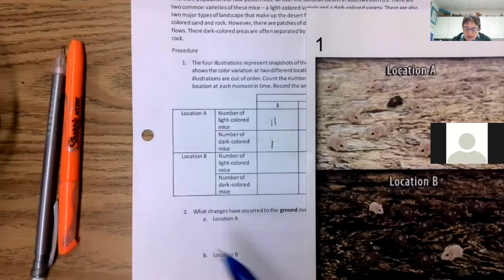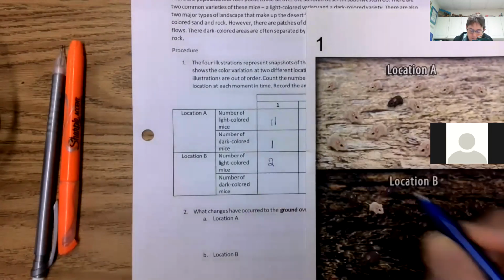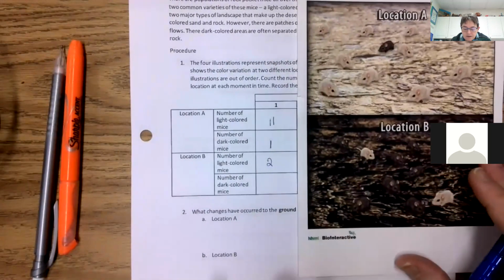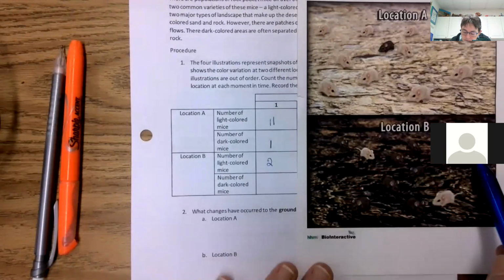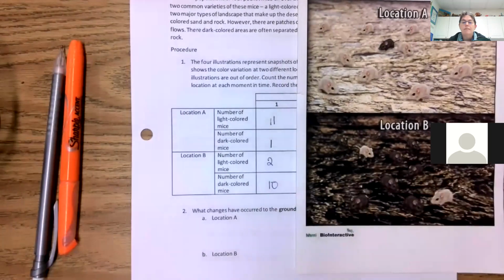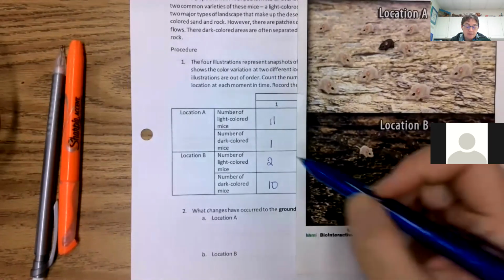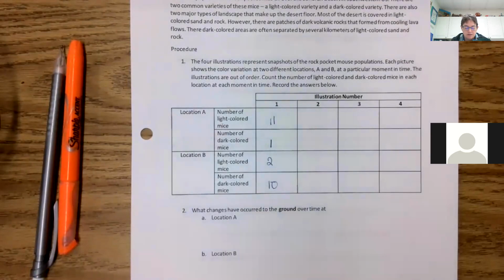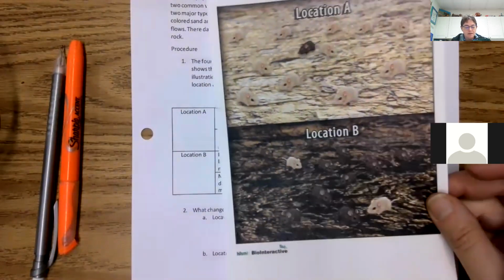Okay, now at location B, there are 2 light mice, and there's 1, 2, they're hard to find. 1, 2, 3, 4, 5, 6, 7, 8, 9, 10 mice. And I'll give you a hint. I realized this year that the totals in each location always work out to be 12 mice, so you have a nice, your population's not changing on you. And you fill out the rest of the chart. All right, so that's the first thing.